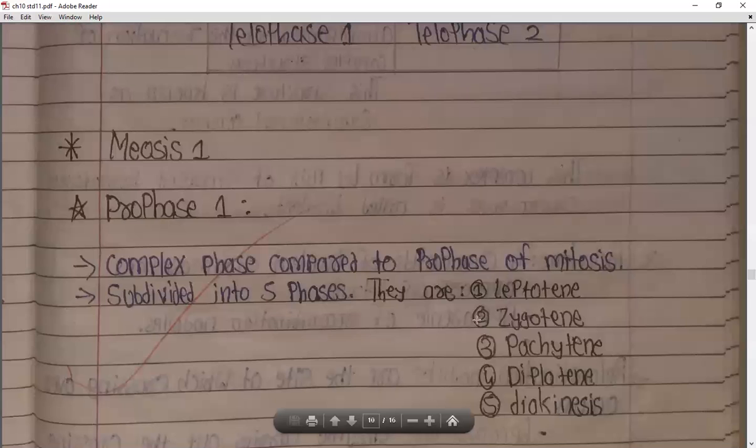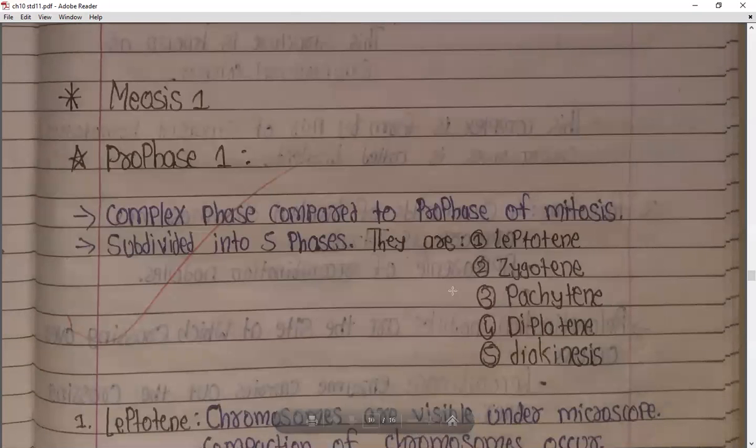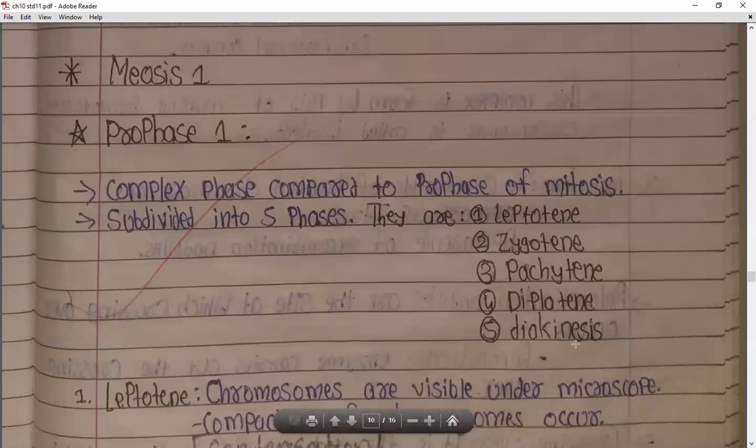It is subdivided into 5 phases. So prophase 1 over here is divided into 5 phases. The first is leptotene, second is zygotene, third is pachytene, fourth is diplotene, and fifth is diakinesis. So these are the 5 phases of the first phase of meiosis 1, and that is prophase 1.